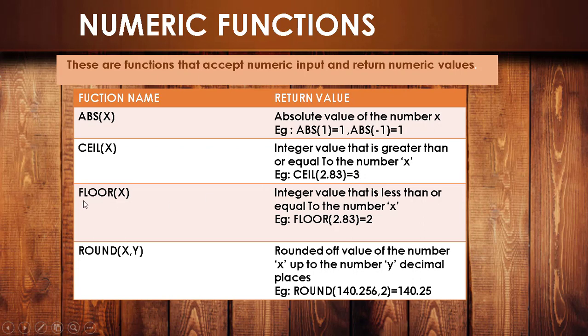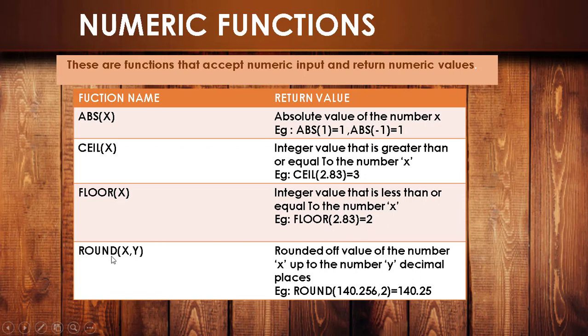The next function is FLOOR(x). FLOOR(x) returns an integer value that is less than or equal to a number x. That is the value less than x or equal to x but not greater than x. FLOOR(2.83) is equal to 2. So it is less than the x value. 2 is less than 2.83. It will return a whole number, less than or equal to the number x. The x value here is 2.83. It will return the lesser value.